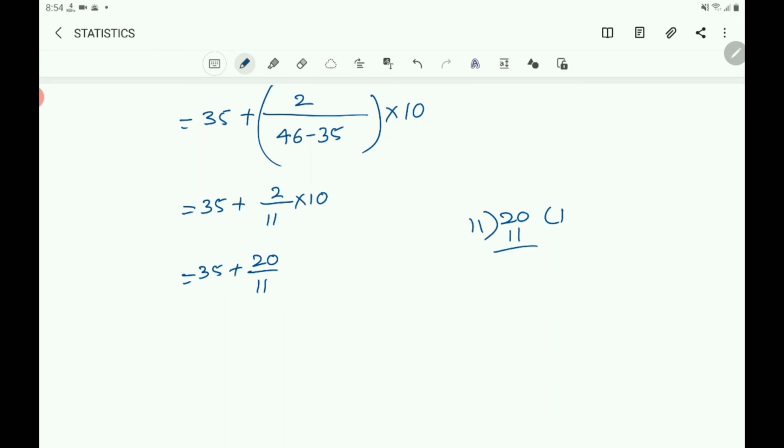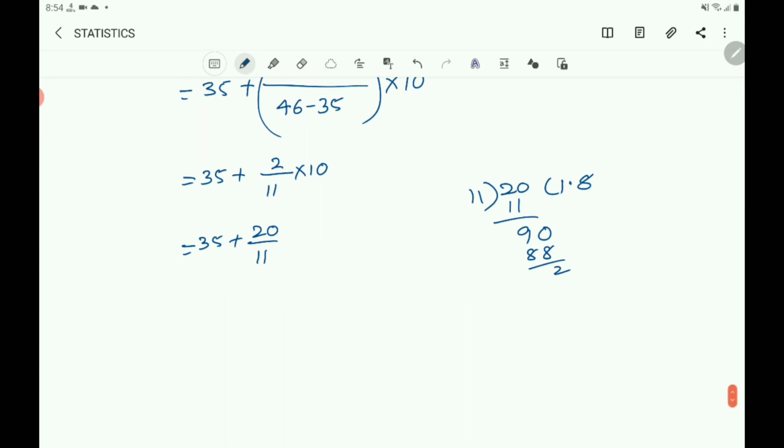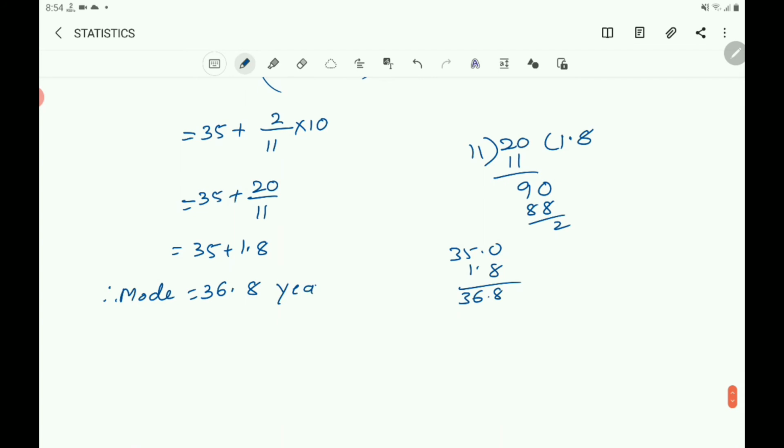11 ones are 11, 9 you are going to get. Then you write 0.8. 11 8s are 88, 2 is remaining. So you can have 35 plus 1.8. Therefore, mode equals 36.8 years. How is it? 35 plus 1.8 is 36.8 years, that is approximately. Therefore, you got the modal value, that is, mode is 36.8.